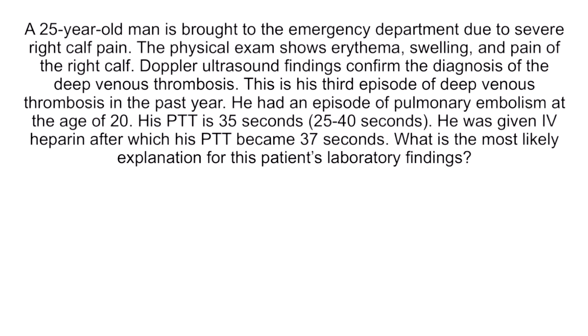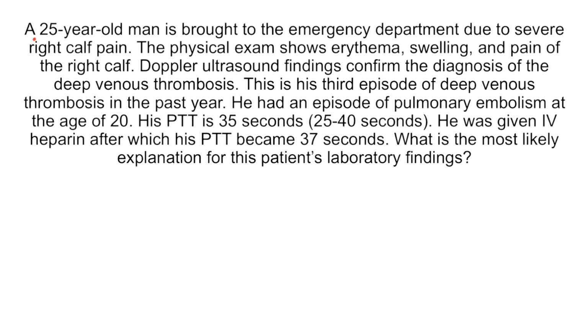Let's try a question. A 25-year-old man is brought to the emergency department due to severe right calf pain. The physical exam reveals erythema, swelling, and pain of the right calf. Doppler ultrasound confirms the diagnosis of deep venous thrombosis. This is his third episode of deep venous thrombosis in the past year. He's had an episode of pulmonary embolism at the age of 20. His PTT is 35 seconds. He was given IV heparin, after which his PTT became 37 seconds. What's the most likely explanation for the patient's laboratory findings?